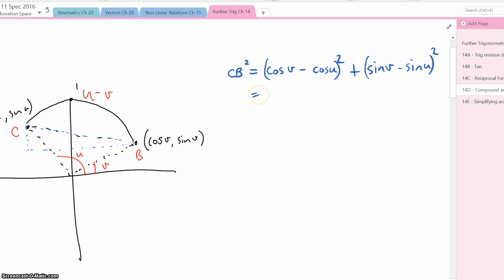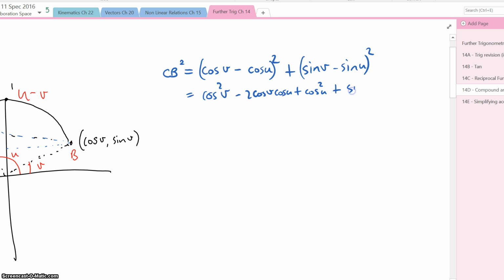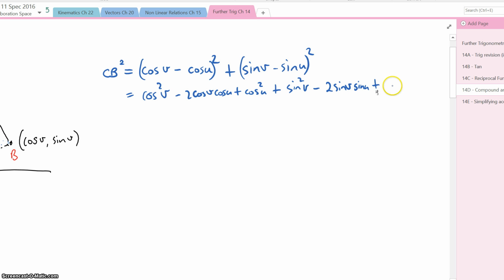Okay, and now I'm just going to do a little bit of expanding of this. I'm going to get cos squared V minus 2 cos V cos U plus cos squared U plus, run out of room, sine squared V minus 2 sine V sine U plus, again, sine squared U.